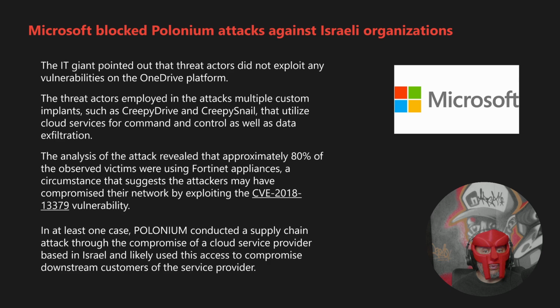In at least one case, Polonium conducted a supply chain attack through the compromise of a cloud service provider based in Israel and likely used this access to compromise downstream customers of the service provider. Now, Microsoft provides indicators of compromise for these attacks and recommends customers verify that Microsoft Defender antivirus uses the latest security intelligence updates, version 1.365.40.0 or later, use multi-factor authentication for all remote connectivity, and review all authentication activity for remote access infrastructure.